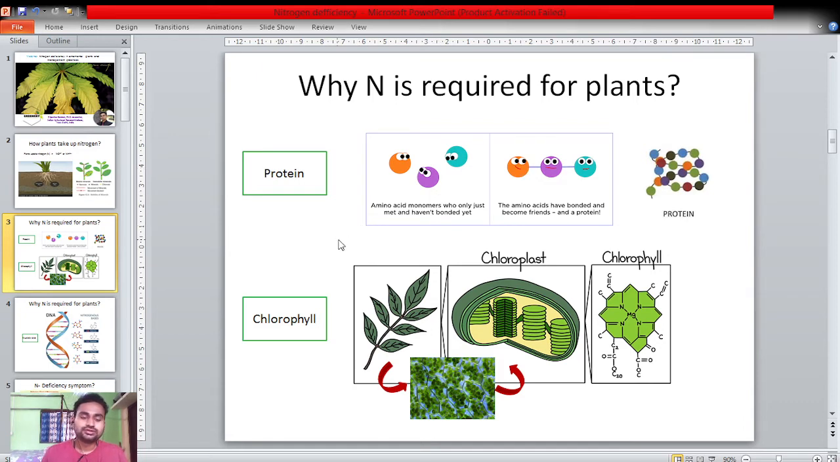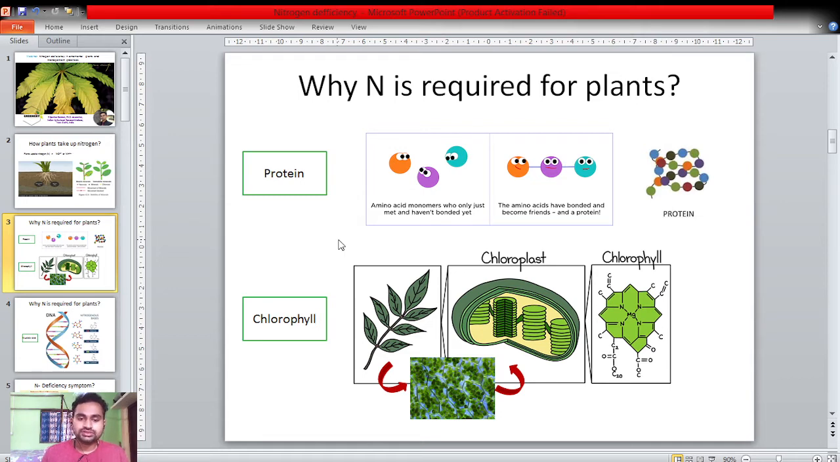The second form where nitrogen is utilized is chlorophyll. Chlorophyll is a very important factor for plants because it is actually the greenness of the plant. When you see a green leaf, it is because of the chlorophyll. Chlorophylls are the basic component for photosynthesis. They help in capturing the sunlight and convert the sunlight, the CO2 and the water, so they convert the carbon to an available form.